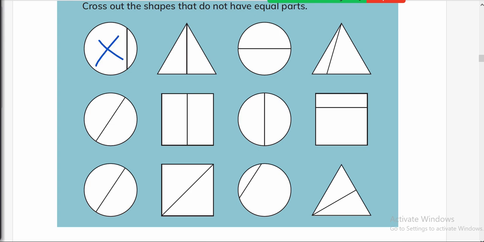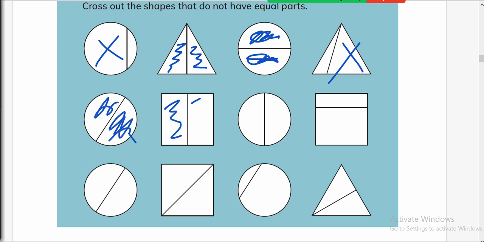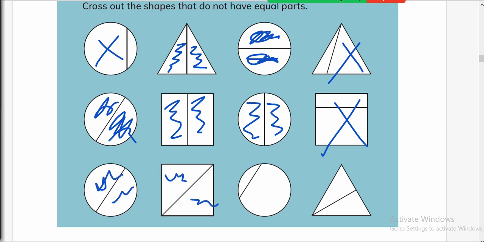So we will cross it out and we will color it. We will color it because it has equal parts. We will cross this shape out because it does not have equal parts. We will color this shape. Cross out, color, color, cross out, and then color because it is equal.